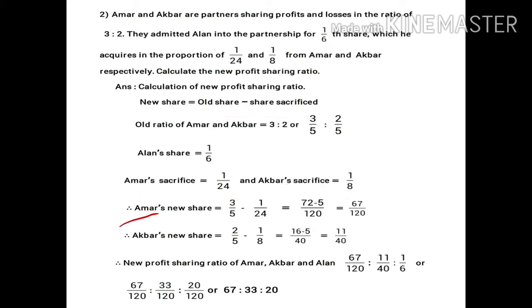So Amar's new share. Directly apply this formula. Amar's new share is equal to old share minus share sacrificed. So Amar's old share, how much? 3 by 5.